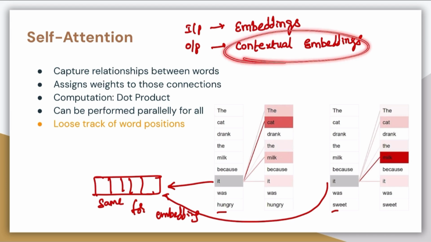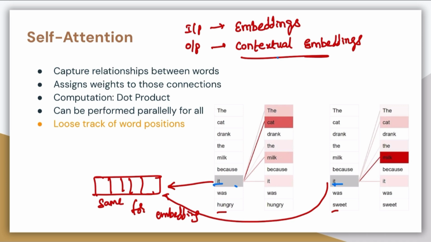So the contextual embedding is actually learning that. The contextual embedding for "it" will be different here and here, so the output for "it" will be different for both sentences. That is what contextual embedding is. Self-attention's main purpose is to convert these input embeddings, the general embeddings coming in, into contextual embeddings. In simple terms, when processing a particular word, it decides which other words in the sentence are important or relevant to that word.